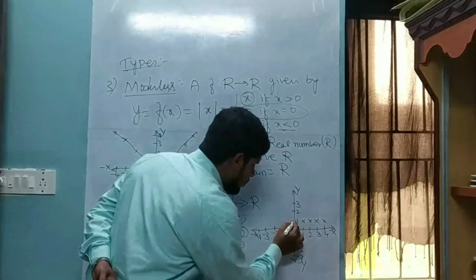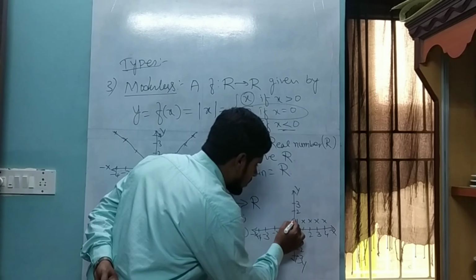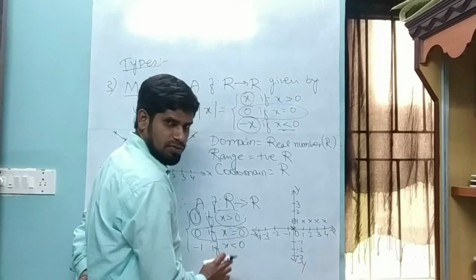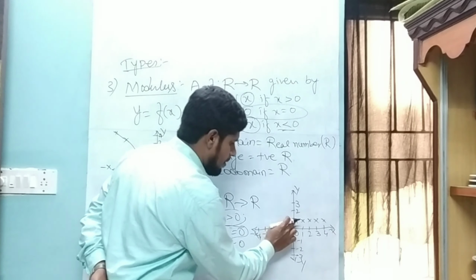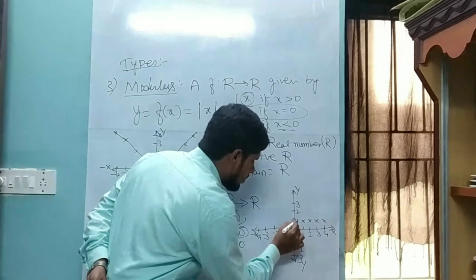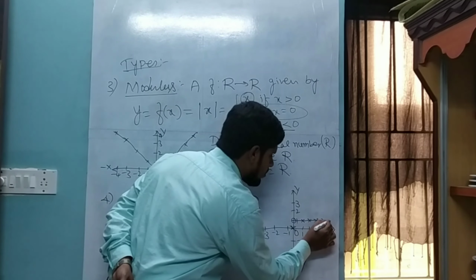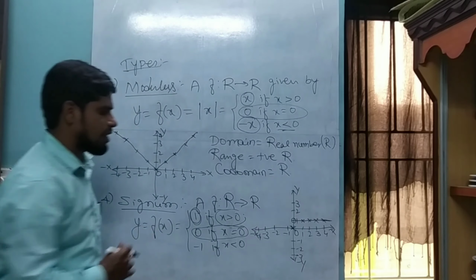But for 0, this is not possible. I'll put a small circle for this, because for 0 it is 0. For 0 it is not 1. Okay. Just one small circle it is. So if I draw a line, the line will be like this. It is a line parallel to the x-axis.